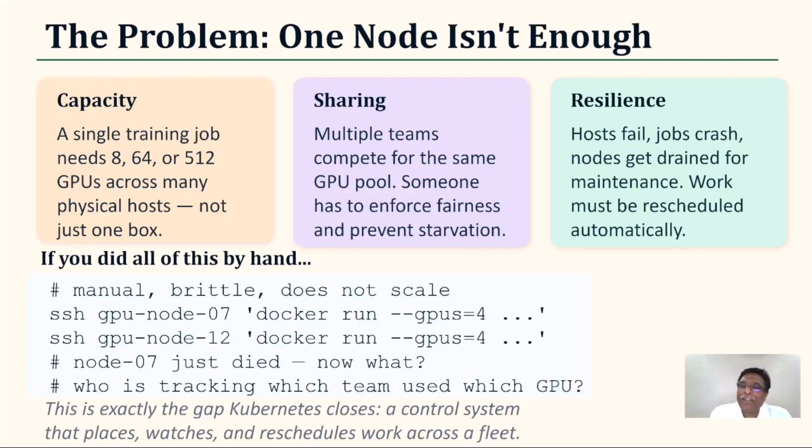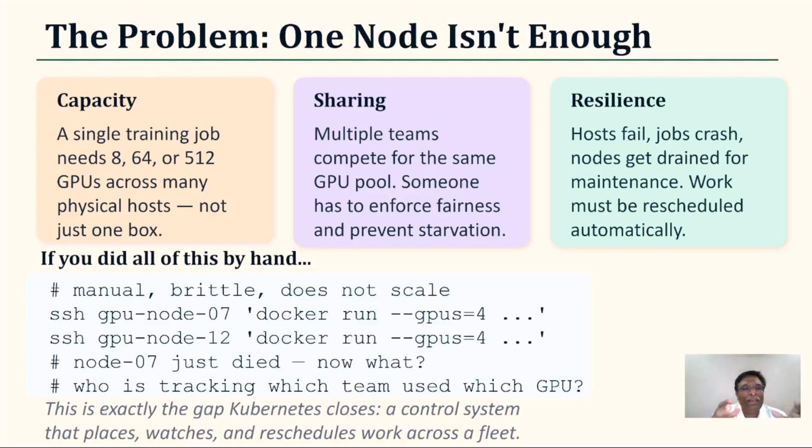And we also want resilience. A lot of hosts are going to fail, jobs will crash, and nodes will get drained for maintenance. Work must be rescheduled automatically. That is the intention: even if one node fails, the work running on that node needs to be shifted to another node which is working. That is our intent in trying to understand how automatic scheduling of jobs could be done very easily with certain specific software.